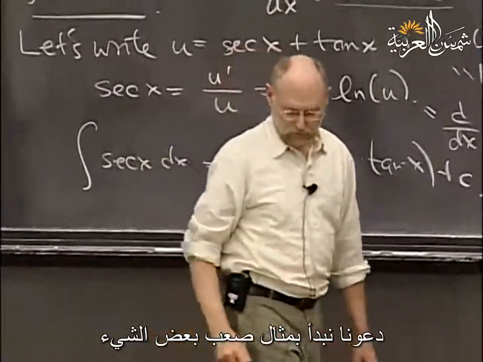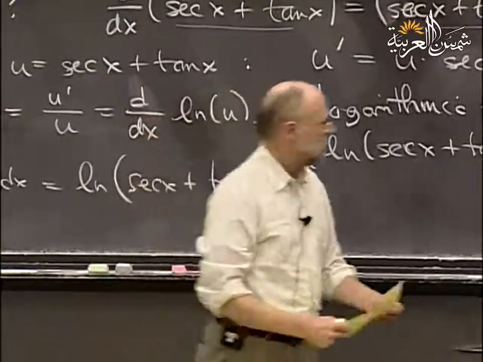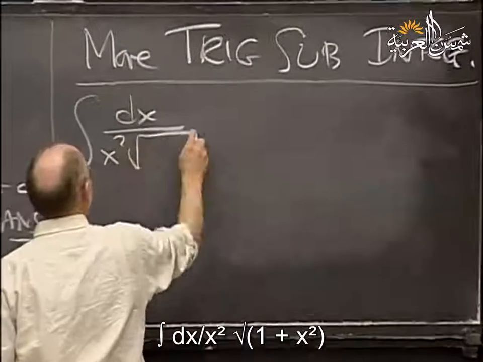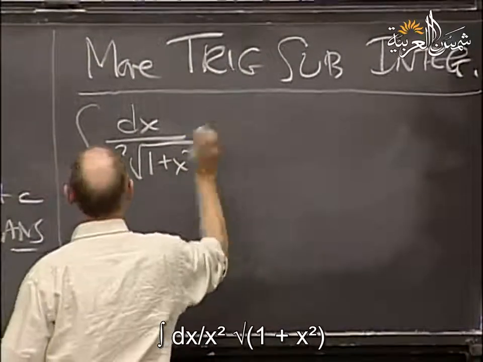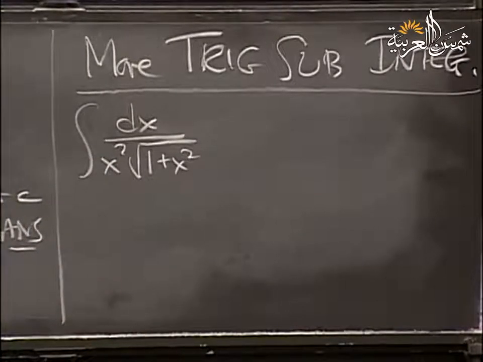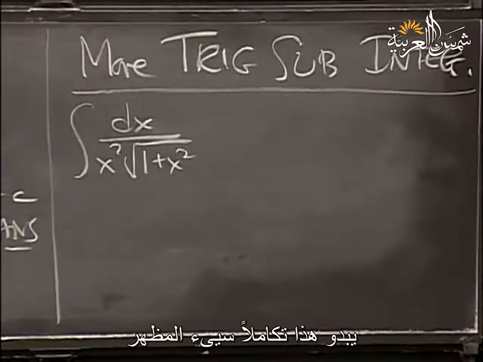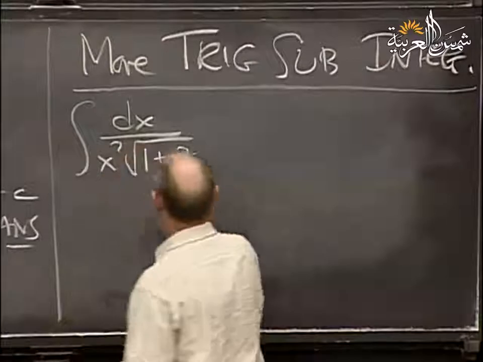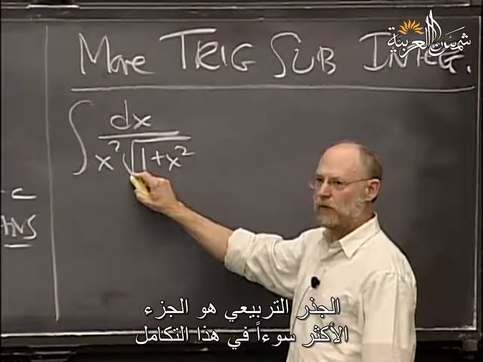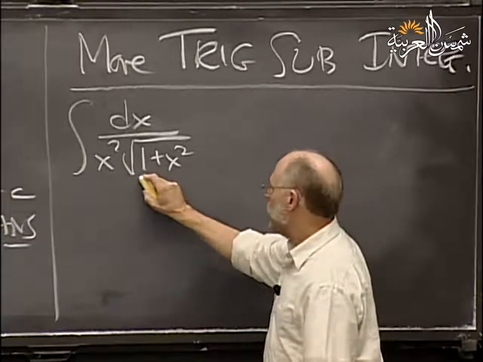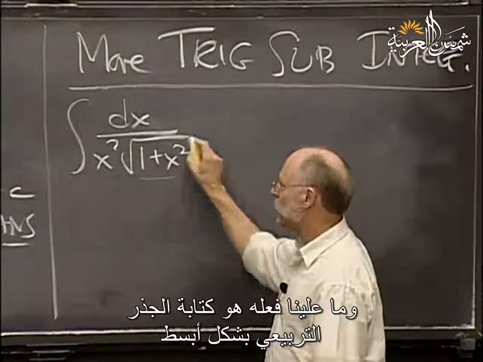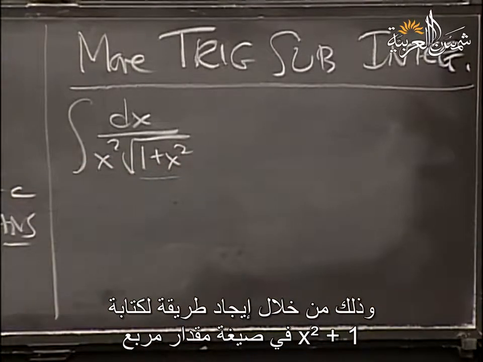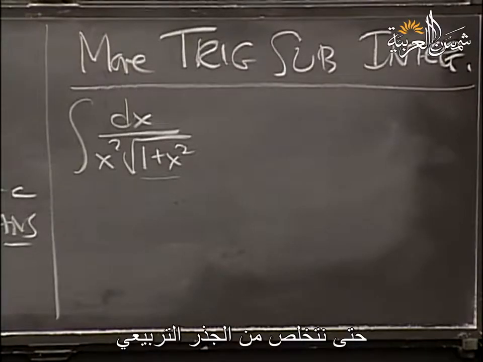Let's start with a pretty hard example right off the bat. So this is going to be the integral of dx over x squared times the square root of 1 plus x squared. Okay, it's a pretty bad-looking integral. So how can we approach this? Well, the square root is the ugliest part of the integral, I think. And what we should try to do is write this square root in some nicer way. That is, figure out a way to write 1 plus x squared as a square. And that will get rid of the square root.